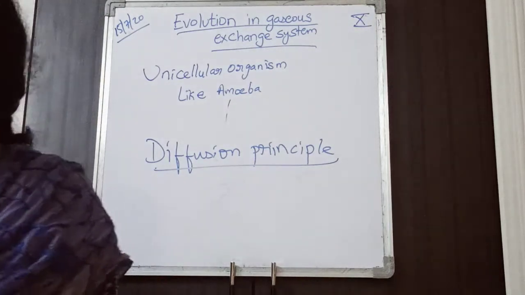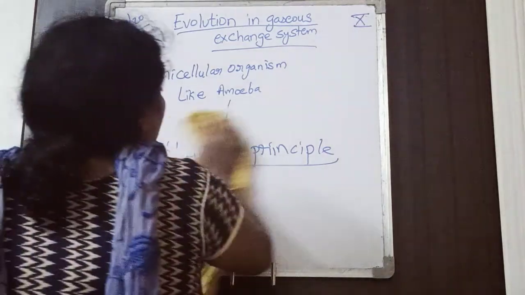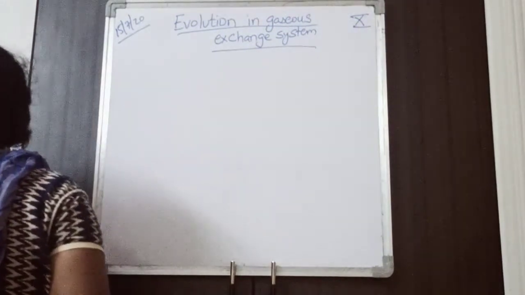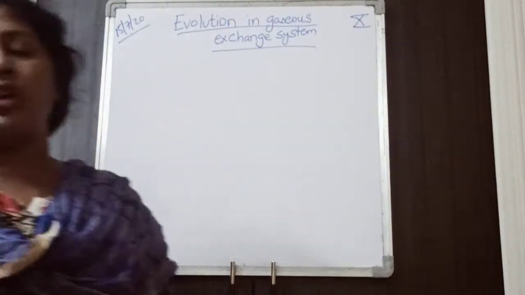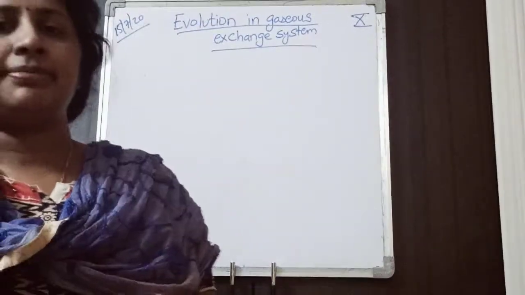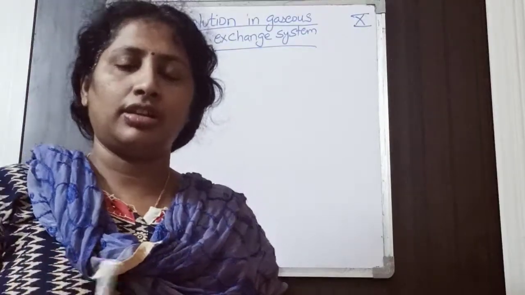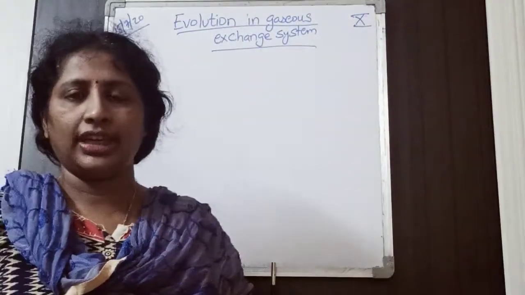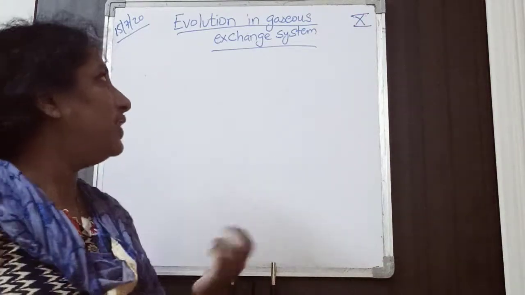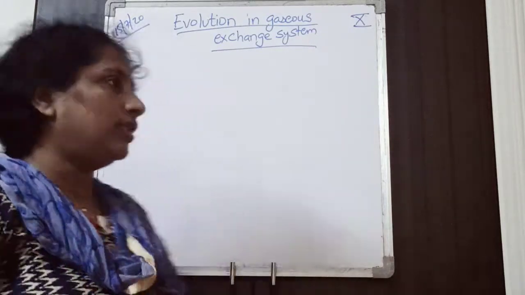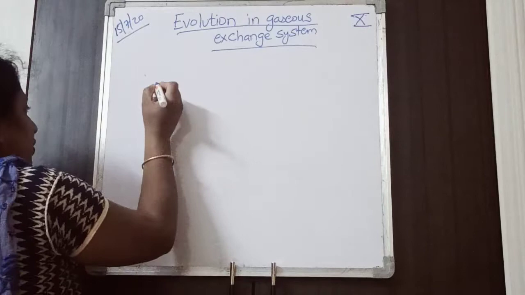So first of all we will see why there is evolution. What is the need for the evolution of gases exchange system? We have seen that the organisms, from unicellular to multicellular organisms, have changed their respiration habits. So how has the evolution taken place in the gases exchange system? Evolution takes place due to the following factors.